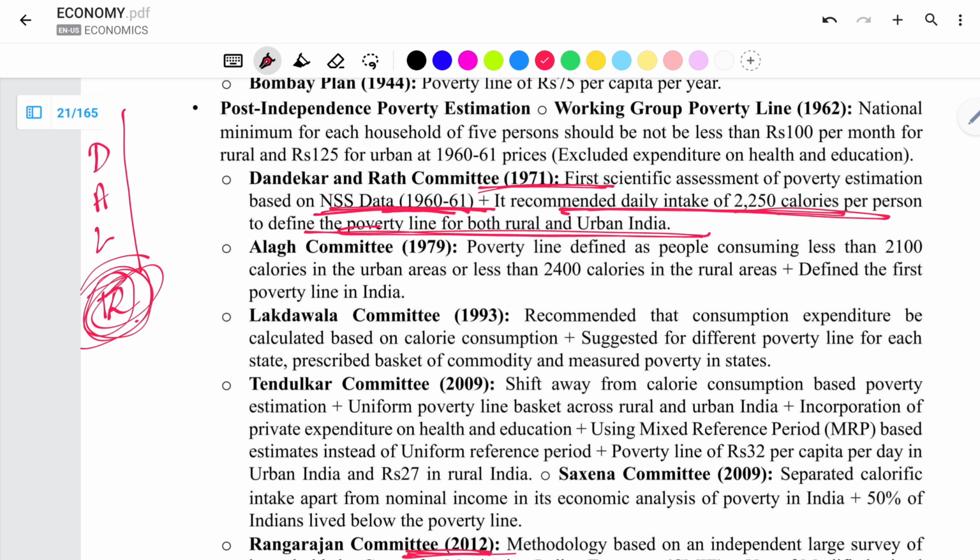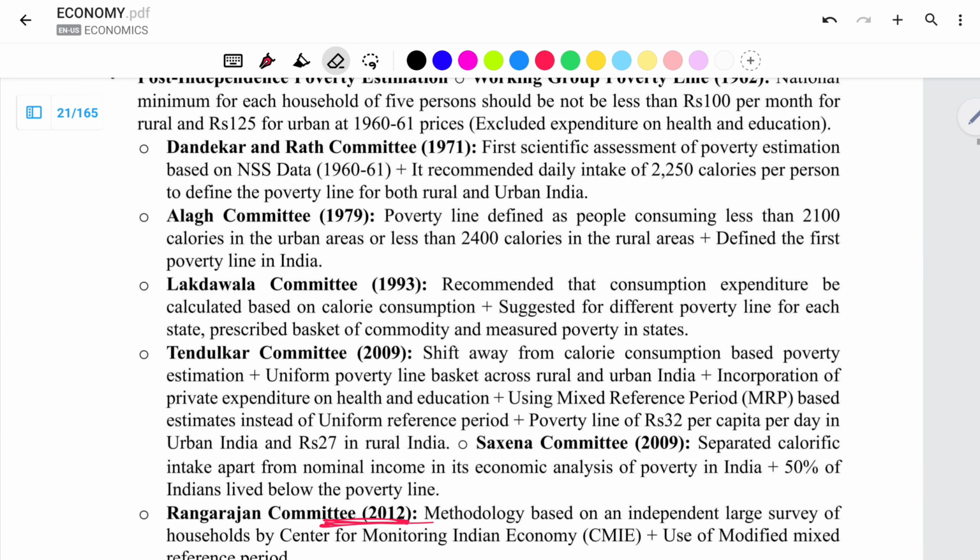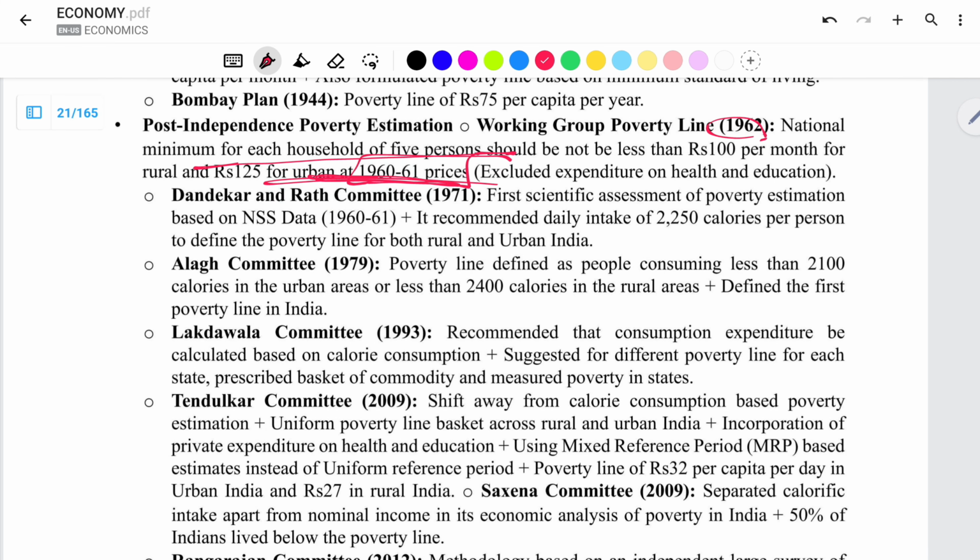Imagine TR is a brand and dal brand. For dal, you usually go for TR or TSR. For dal, the first one is Dandekar and Rath, the first people who are suggesting the poverty estimation. Why are they using 10 months? See here, they are using the price range of 1960-61 for the year of 62. But here, why are they using 1960-61 for the year 71?